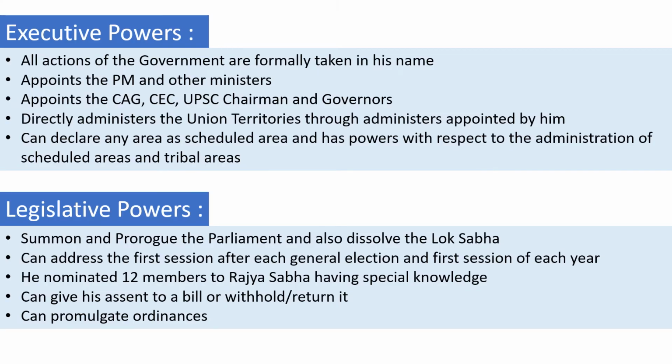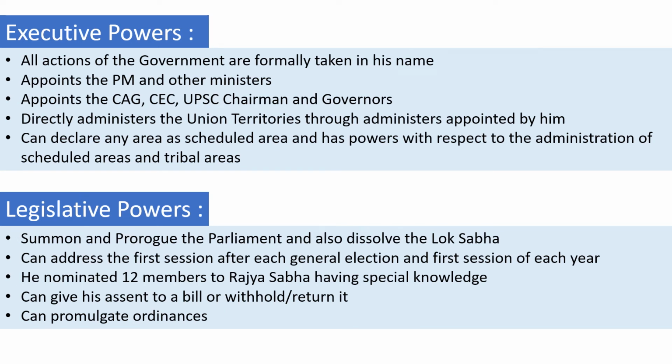If we look at the executive powers of the President, we can see that all the actions of the government are taken in his name, and the President appoints the Prime Minister and the Union Council of Ministers. There is no arbitrary decision here, but he has to appoint the leader of the single largest party as the Prime Minister. He also appoints the Comptroller and Auditor General, the Chief Election Commissioner, the Chairman of UPSC and the governors of states on the advice of the Prime Minister. He directly administers the Union territories and can also declare any area as a tribal area.